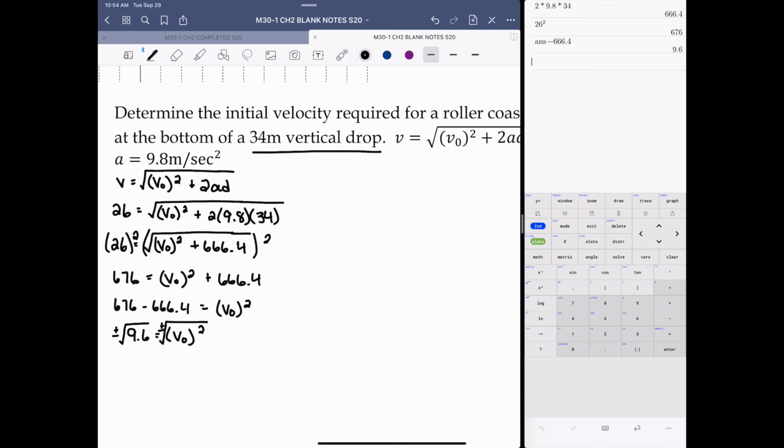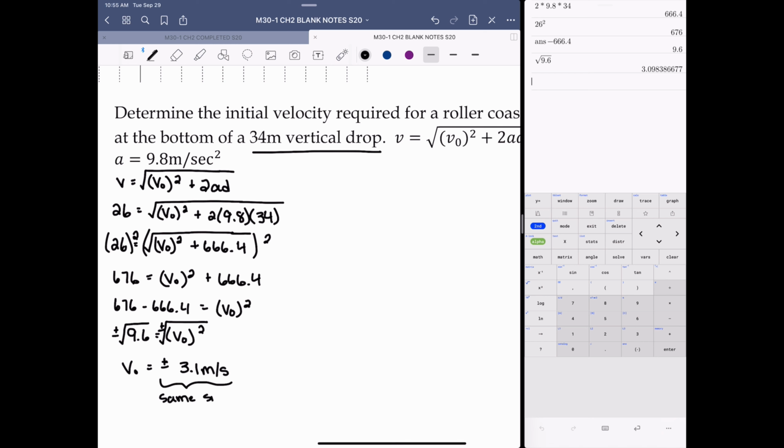We have v0 equals plus or minus the square root of 9.6, which is 3.098. We'll round it to 3.1. We'll say that's meters per second. It's velocity. So what does the plus or minus mean? Well, it's the same speed but different direction. The sign for velocity represents the direction. Put a note here.